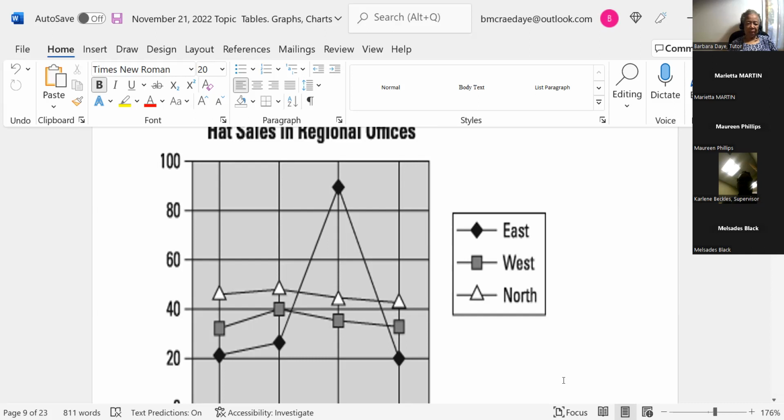And it's in black. North is a diamond. It's in white. East is also black and it's a diamond. North is a triangle in white. West is a square in black. East is a diamond in black. So west is a square. East is a diamond. North is the triangle. Okay. Now I ask you a question, Mercedes.